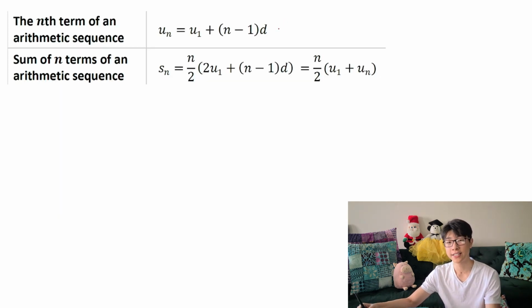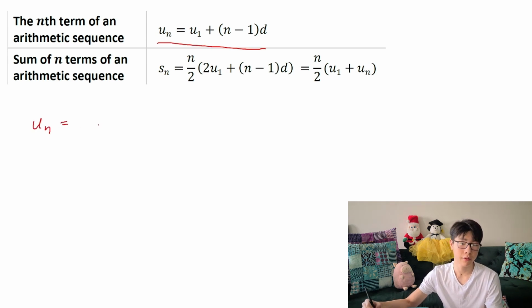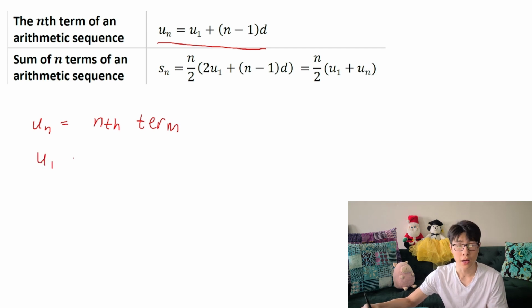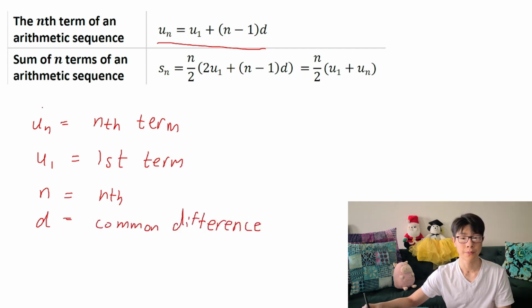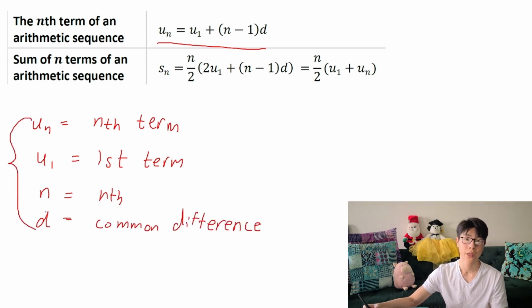Okay, so these are the two basic formulas you need to know for arithmetic sequences. Let's start by defining each term. So u_n is the nth term, okay? And I'll come back to that because sometimes students struggle to understand what the nth term actually means, right? u_1 just means first term. n just means nth, okay? And d is the common difference. So these are what we need to know.